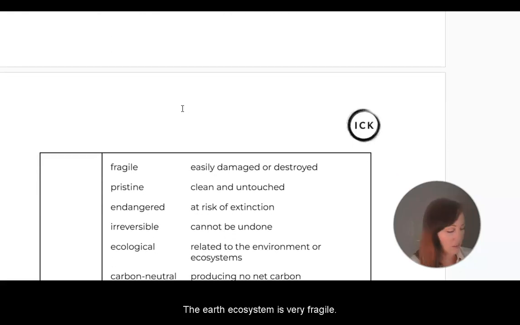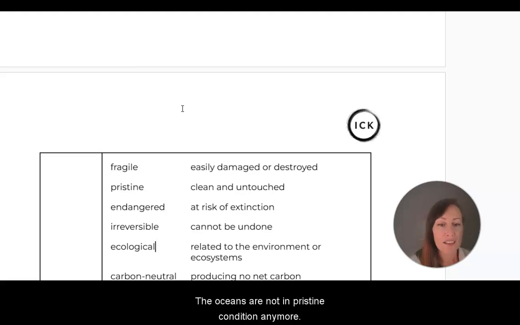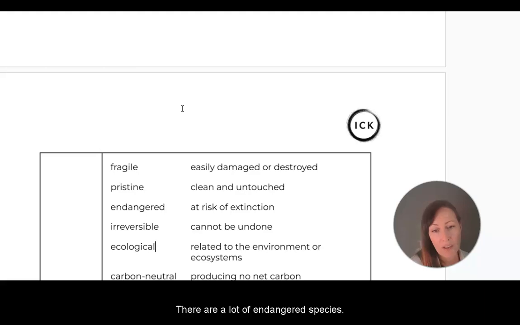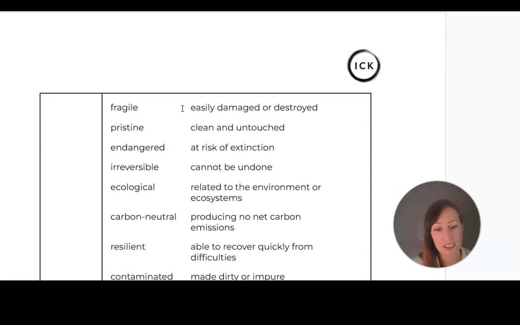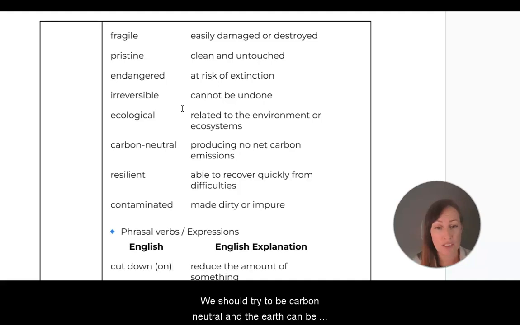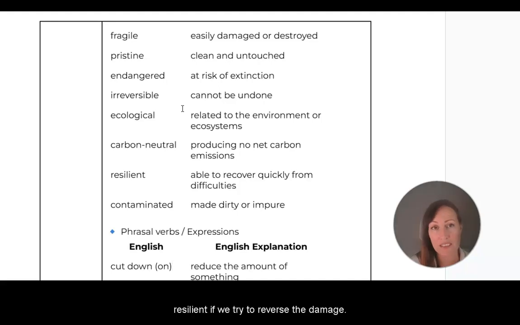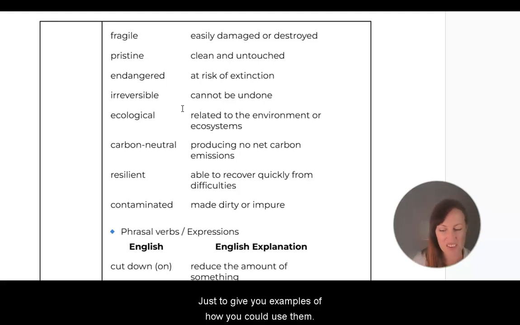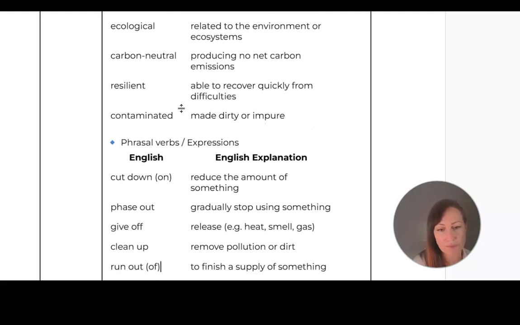The Earth ecosystem is very fragile. The oceans are not in pristine condition anymore. There are a lot of endangered species. We are doing irreversible damage. It's an ecological disaster. We should try to be carbon neutral. And the Earth can be resilient if we try to reverse the damage. And the rivers are contaminated, for example. Those are just to give you examples of how you could use them.